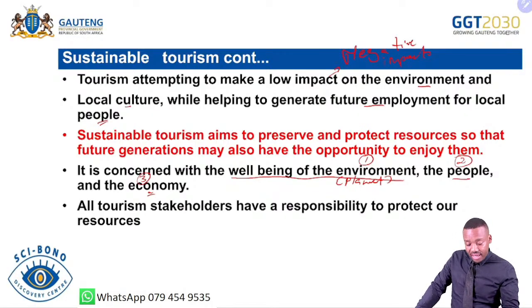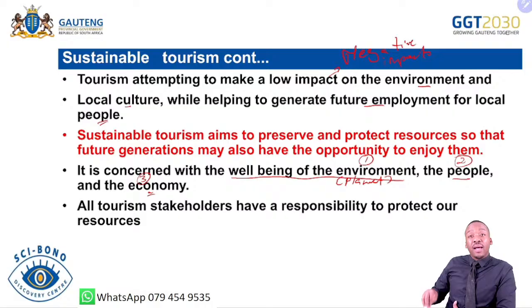But above all, we are saying when you are talking about sustainable tourism, it aims to preserve, save, and protect our resources so that future generations may also have the opportunity to enjoy them. In the tourism context, sustainable tourism is all about trying by all means to minimize our negative impacts on the environment, on the local culture, and also on the economy. How can we do this? We will also discuss that before we move.